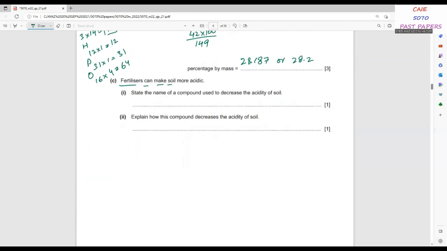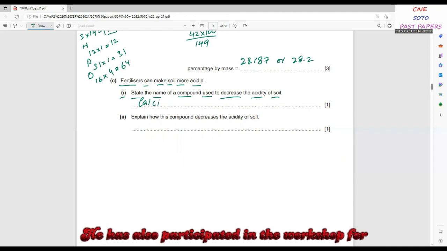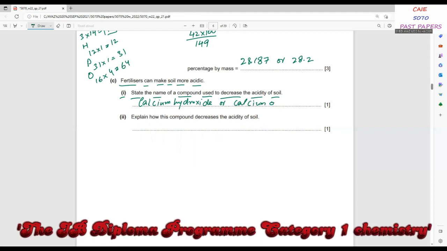Fertilizers can make soil more acidic. Number 1, state the name of a compound used to decrease the acidity of a soil. You can use alkali or basic oxide for this purpose. So you can write calcium hydroxide, or calcium oxide. To explain how this compound decreases the acidity of the soil. It's very easy, it simply neutralizes the acid.